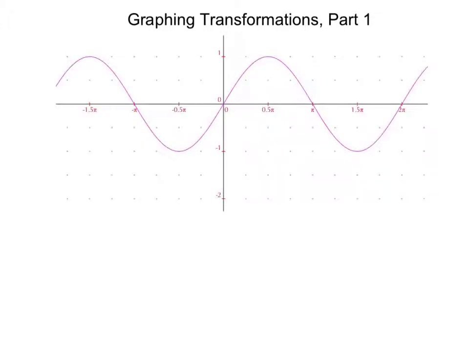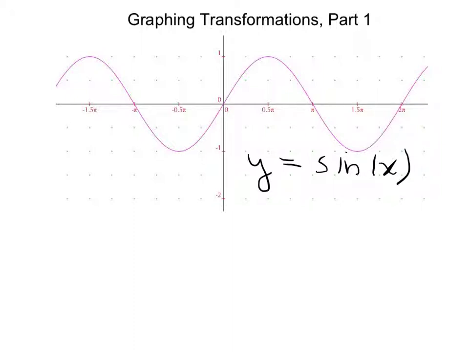So let's begin by just looking at a graph of sine. And as we said before, everything that we do with sine we can do with cosine. They really are essentially the same graph. So let's put up a graph of sine. Okay, so here is a graph of good old sine. Y is equal to sine of x.